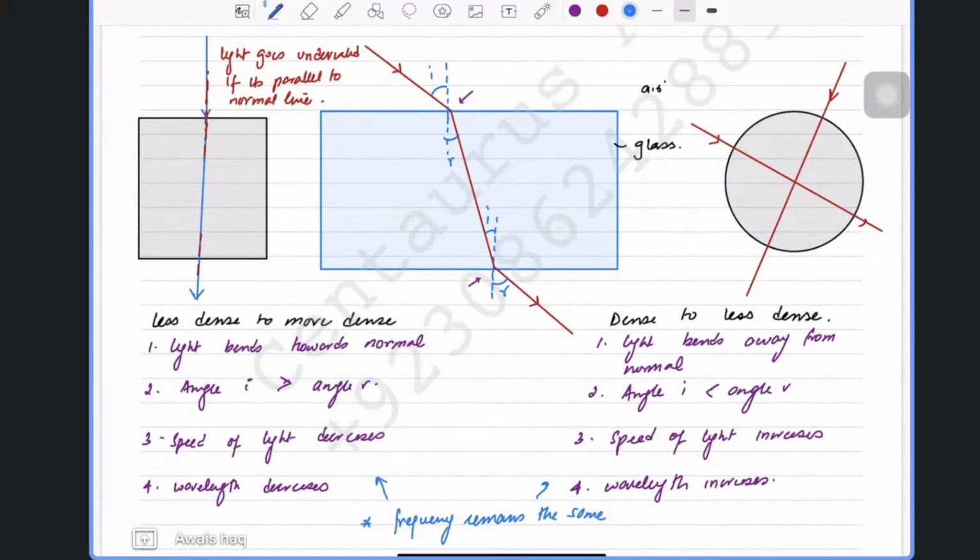So I have a question. Yes. Why does frequency remain the same? Because the number of waves that enter into the medium are the same number of waves that exit the medium. That's why. You get it? Okay, that's easier to absorb.